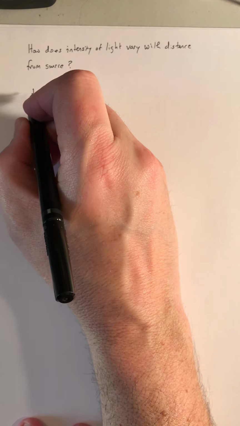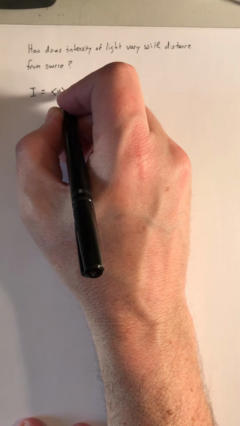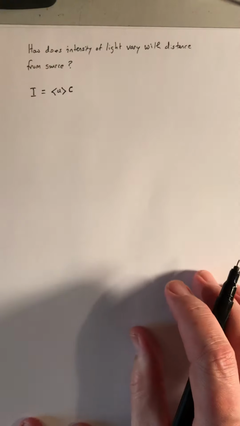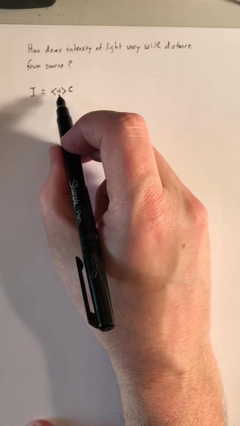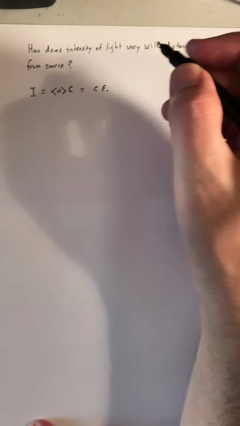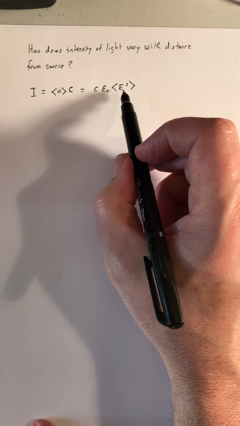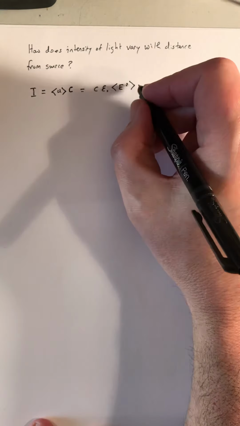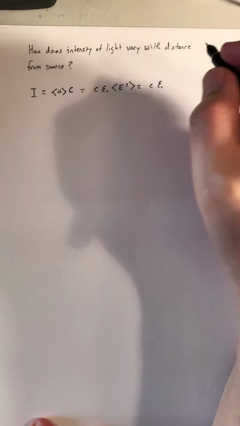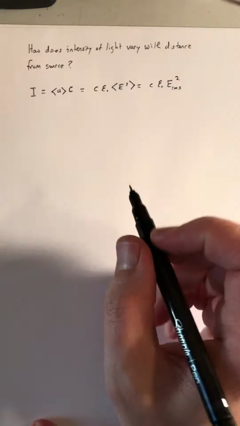If that is the case, then we just write the intensity of the source is the average energy density in the electromagnetic field times the speed of light c. We can rewrite the average energy density in the electromagnetic wave as permittivity of free space times the average value of the electric field squared. And that is, by definition, for a sinusoidal wave, going to give us epsilon naught times the RMS value squared.